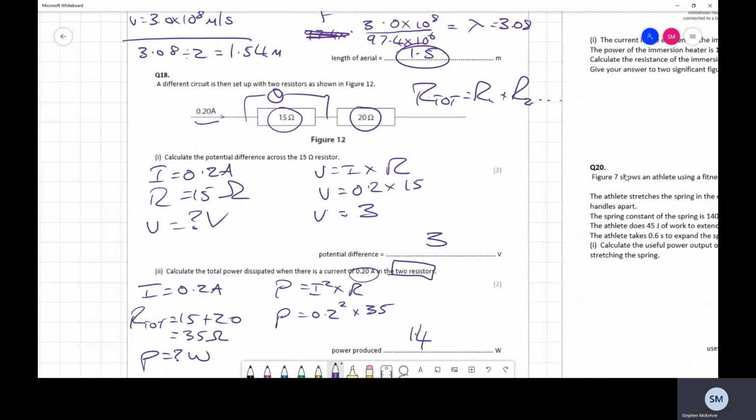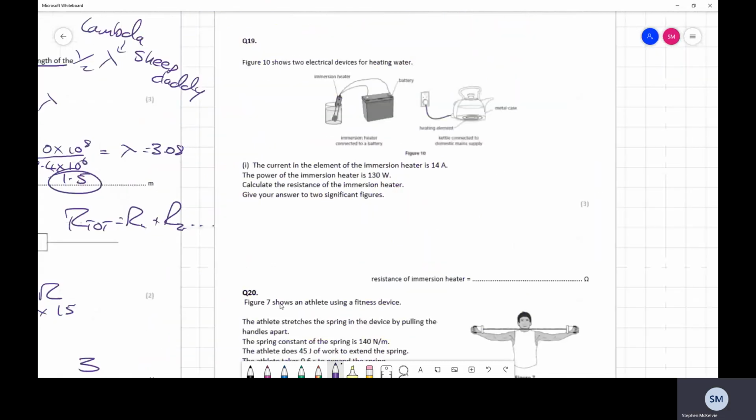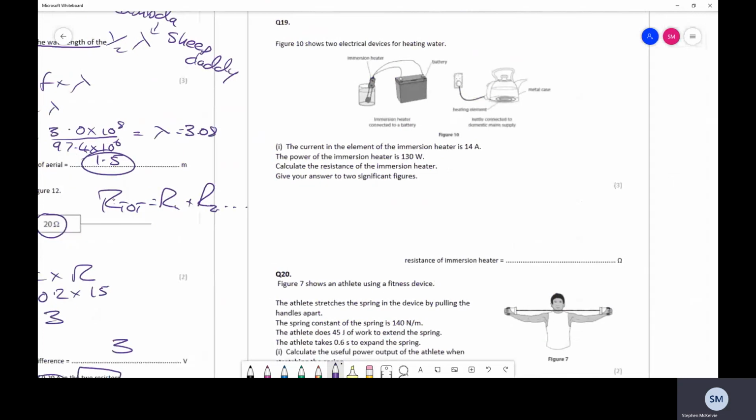Figure 10 shows two electrical devices for heating water. The current in the elements of the immersion heater is 14 amps. The power of the immersion heater is 130 watts. Calculate the resistance of the immersion heater. R equals I don't know ohms. Give your answer to two significant figures. All right. So it's asking me in ohms and two significant figures.